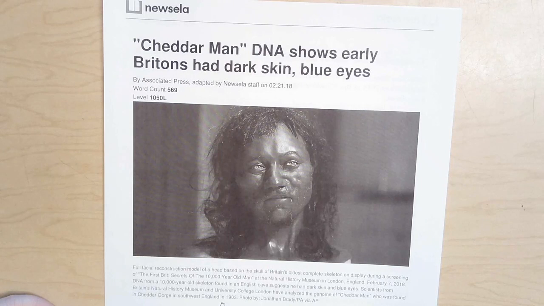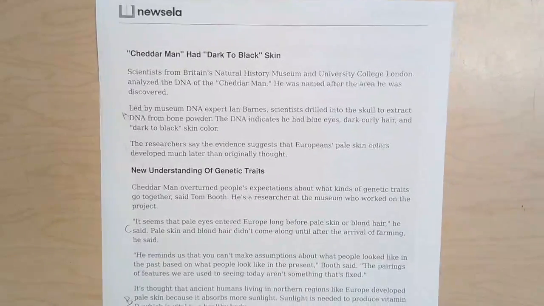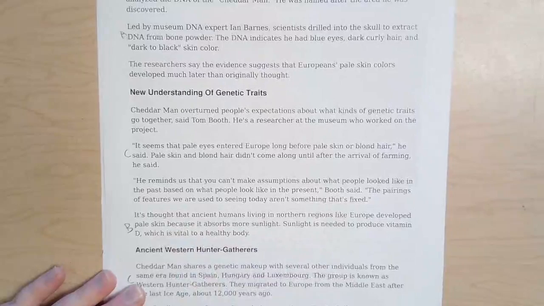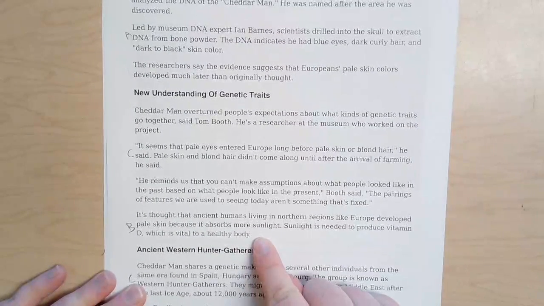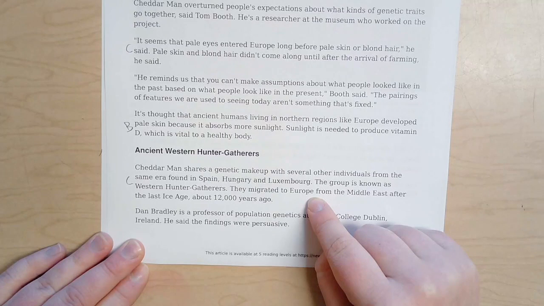So like here, where it says the skeleton of a 10,000-year-old man was found in a cave in Cheddar Gorge. I labeled that with A because it's talking about the Cheddar Man. And then here, where it's talking about the reason why people in northern regions such as Europe had pale skin, I labeled that with B because it's talking about skin color. When it's talking about where the group of people Cheddar Man would have been among, the ancient Western hunter-gatherers, I labeled that with C because it's talking about the history of European traits. So I just did that for the whole article.